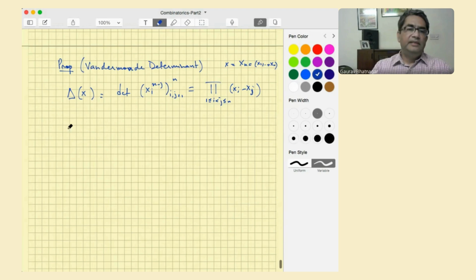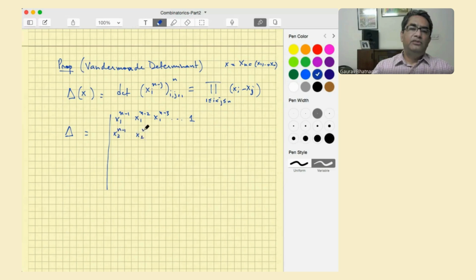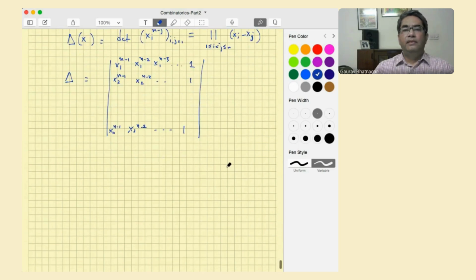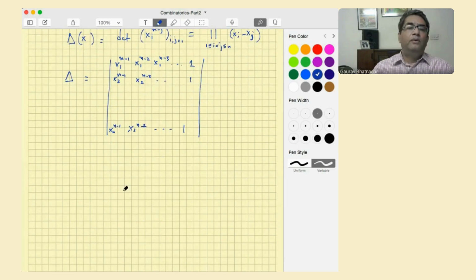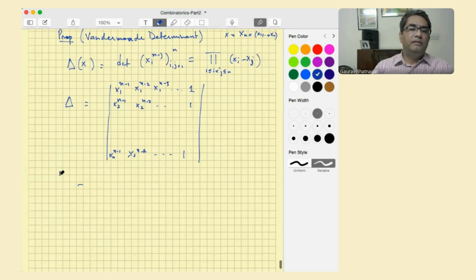Okay, so this determinant is essentially, where i is the row index: x1 to the power n minus 1 in the first column, then n minus 2, n minus 3, and so on up till 1. Then x2 to the n minus 1, x2 to the n minus 2, up till 1. Similarly, there is xn to the n minus 1. Okay, so the proof is very easy.